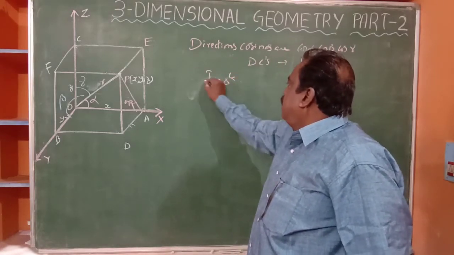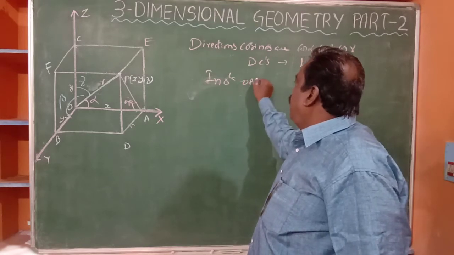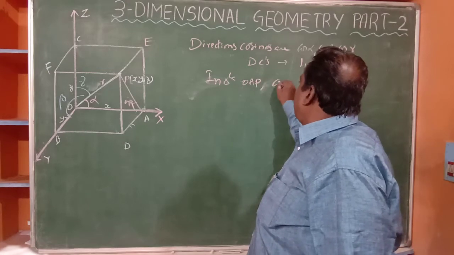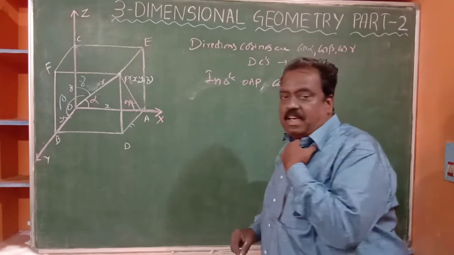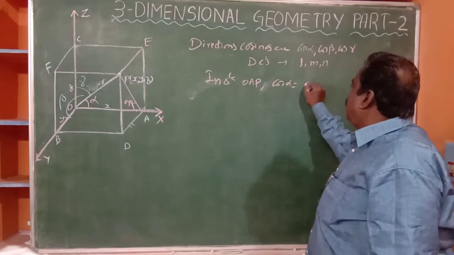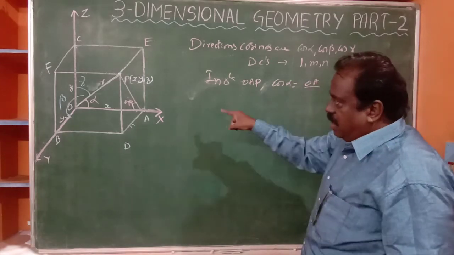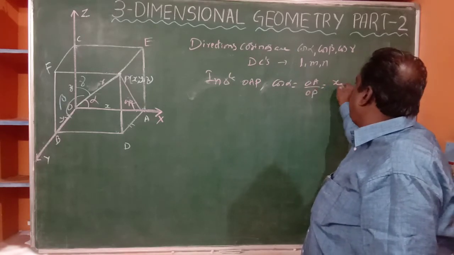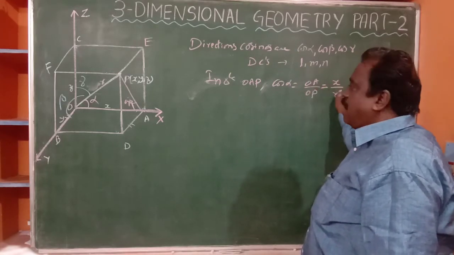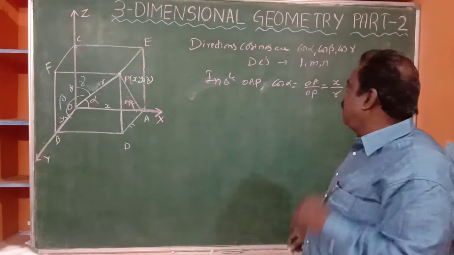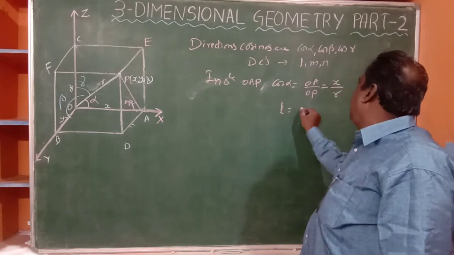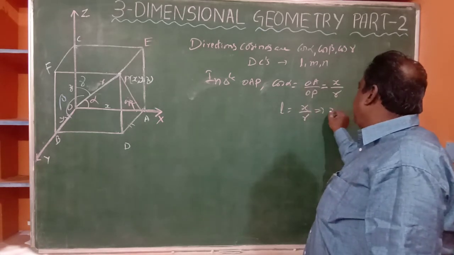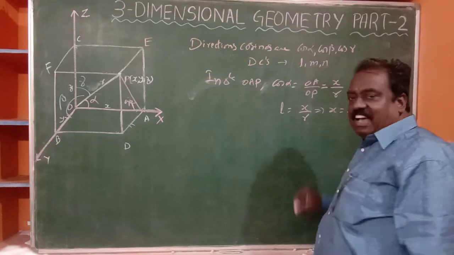In the triangle OAP, cos alpha is the adjacent side OA over the hypotenuse OP. OA is x, we know it. OP is r, the length, already we discussed. So this is l, that is x by r. That is, x is equal to l r.